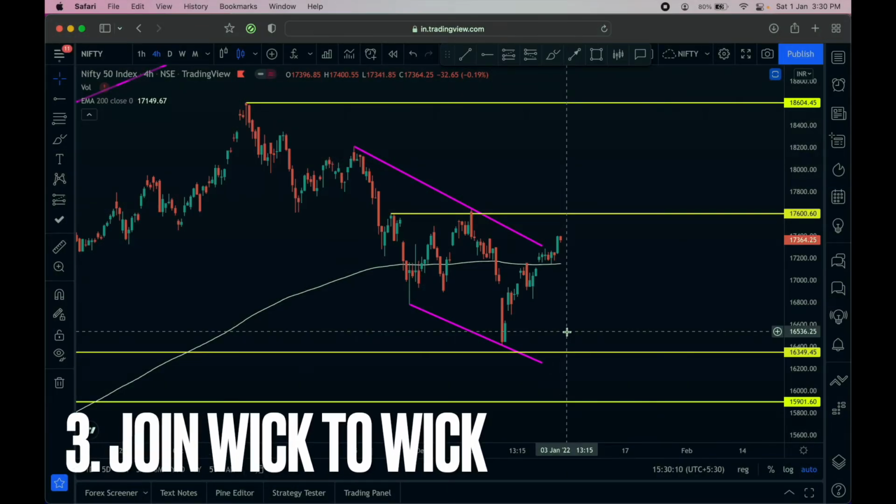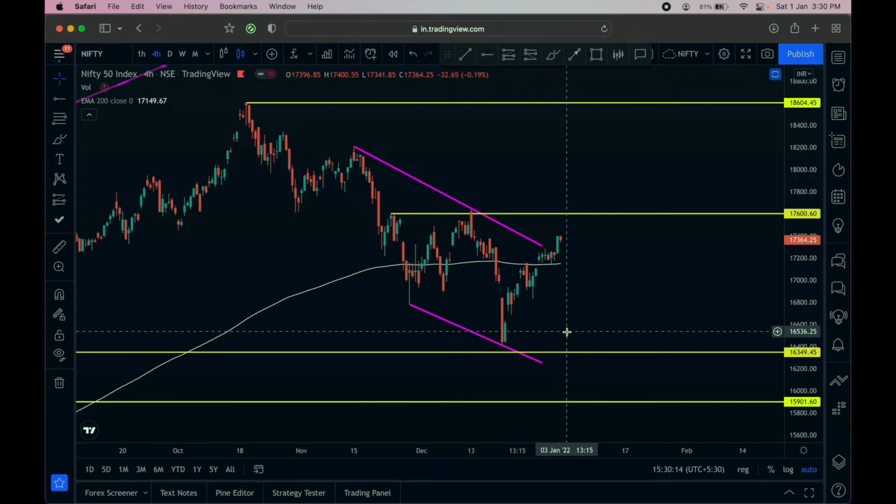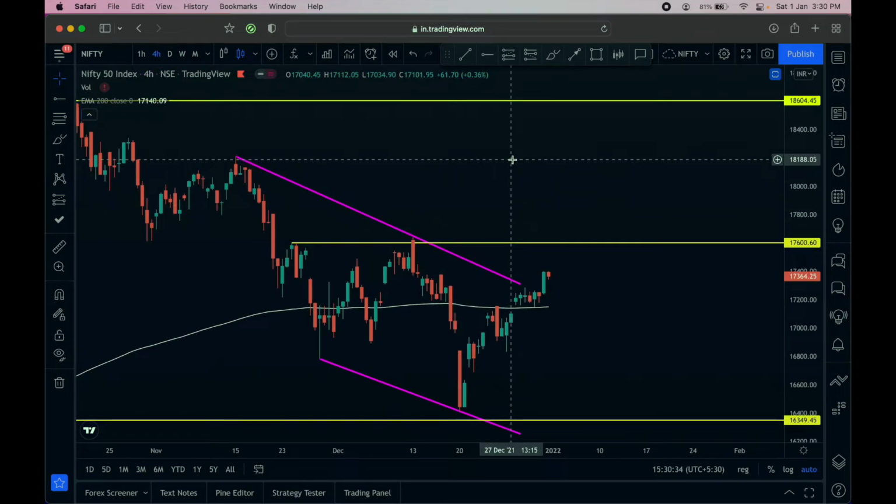My third tip would be join wick to wick. This is one of the key things that you can apply early in your trading career. See, guys, over the last 4 years of my trading journey, joining wick to wick has greatly benefited me, and it will do the same for you. I cannot emphasize this enough. It has saved me from a lot of false breakouts as well as allowed me to fully capitalize on my winning positions as well.